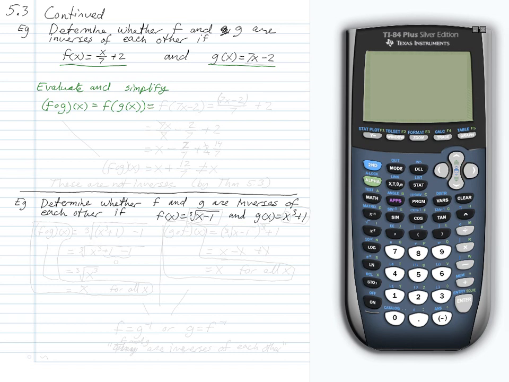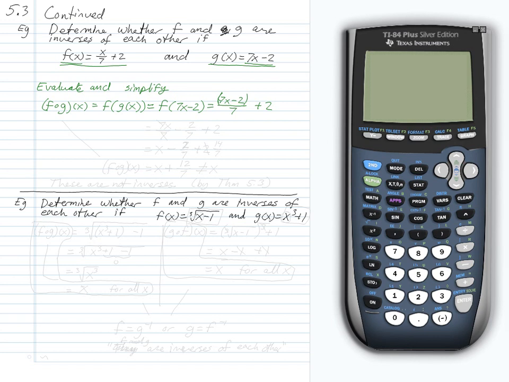So the function g of x is defined here to be 7x minus 2. So that's what we're going to plug into the function f. So what would that look like? Well, f takes the input, 7x minus 2, and divides it by 7, and then adds 2. So here we've got our input. Normally we would plug in a number, or think of that as x, but we're plugging in this whole function, g of x.